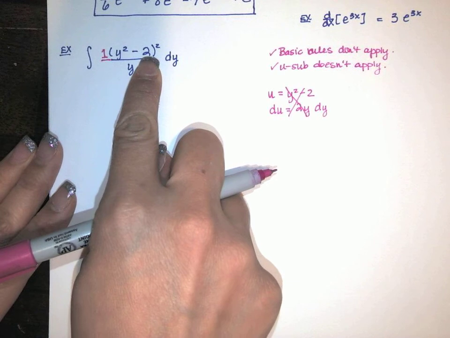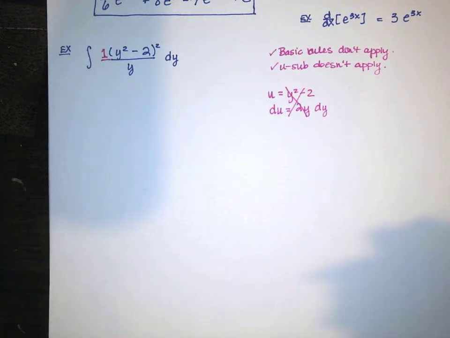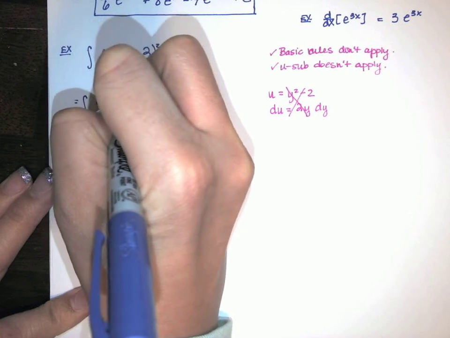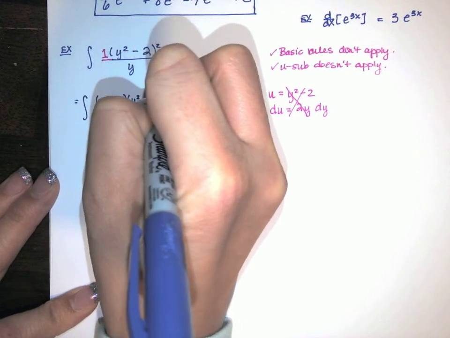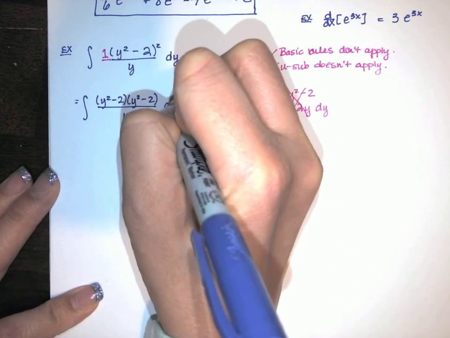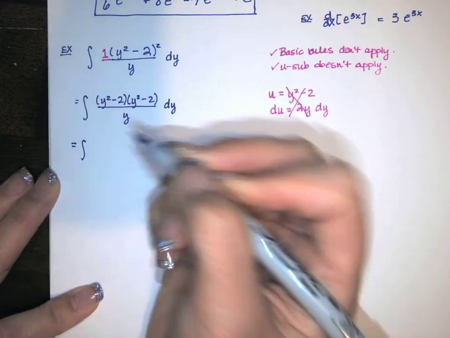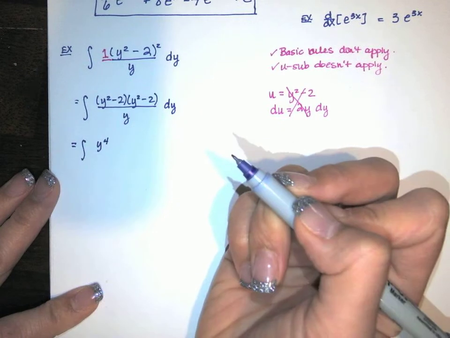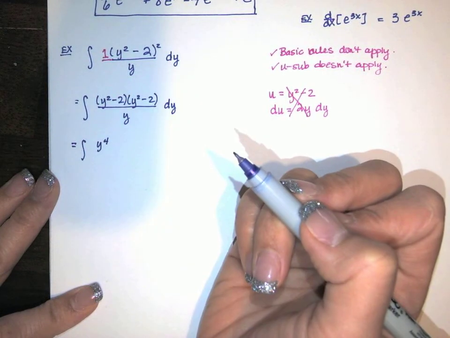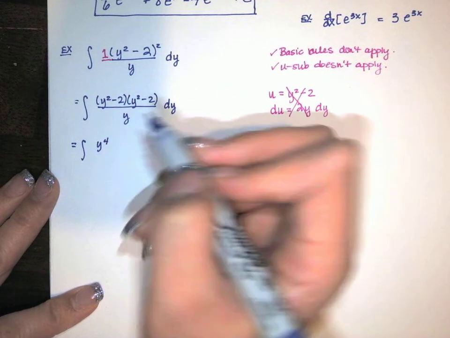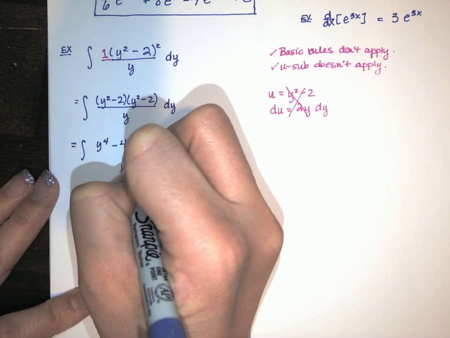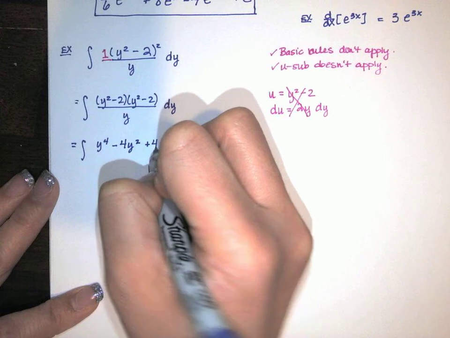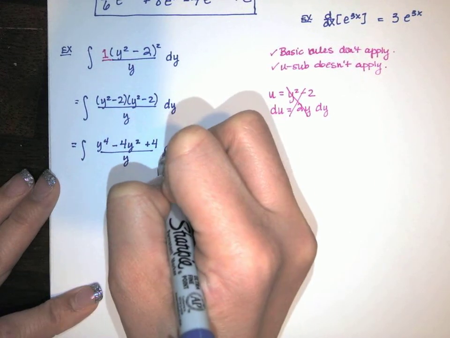And I see this binomial squared. So the first thing I'm going to do is apply my first rule. I'm going to expand that binomial squared. First times first, remember we add the exponents. It's y to the fourth. Outer times outer is negative 2y squared. Inner times inner is exactly like it. So it's going to be negative 4y squared when I add those together. Last times last is 4. We're taking all of this and dividing by y.